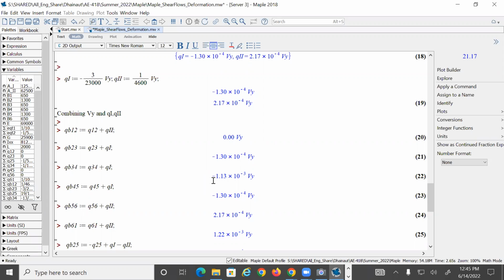And finally, QB25 should be equal to, let's see, oops, that one, 25 is going up, so it will be Q25 minus Q1 minus Q2. Yeah, so we're going to look at it. So Q25 minus Q1 is different than there, but if you look at the figure, minus Q2.